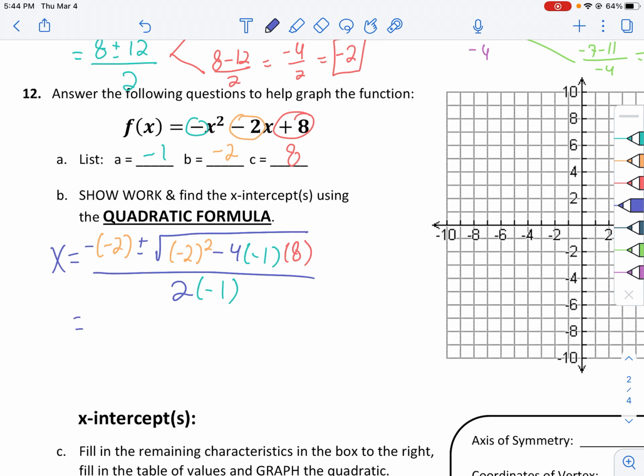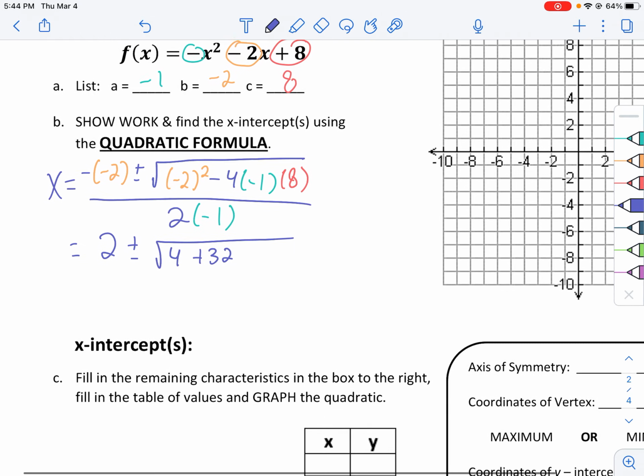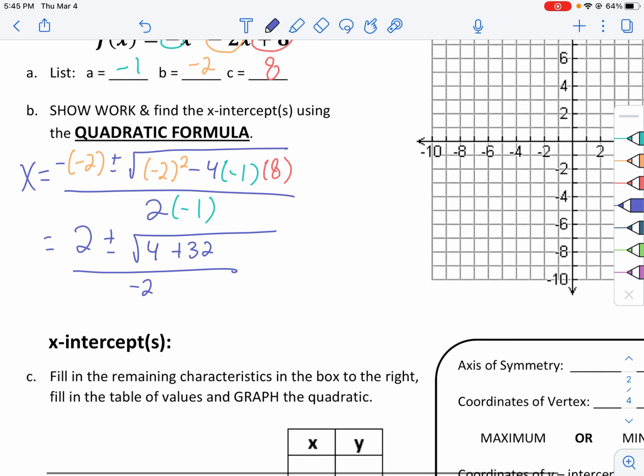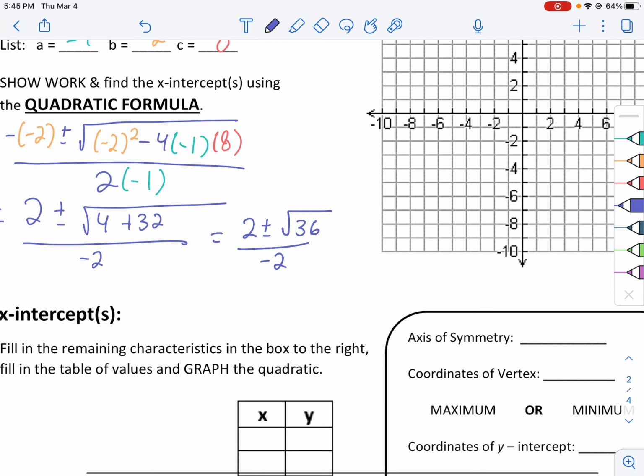So negative negative 2 is positive 2, plus or minus the square root of negative 2 squared, which is 4. Negative 4 times negative 1 is positive 4, times 8 is positive 32. All of that is divided by 2 times negative 1, which would be negative 2. Okay? From this point, we have 2 plus or minus the square root of 4 plus 32, which is 36, over negative 2.